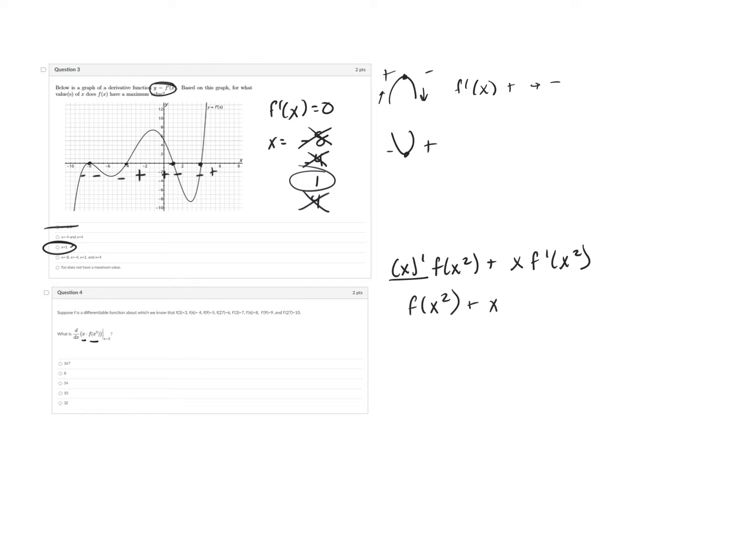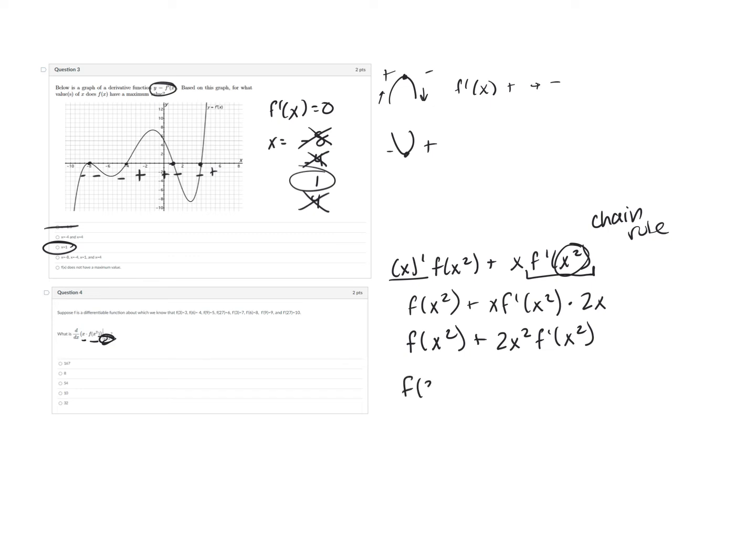Here we have to notice that because we have this x squared as our input, we're going to need to use chain rule. So we'll keep the derivative of f of x squared, but then we need to multiply by the derivative of the inside, which is just going to be 2x. So we're going to be left with f of x squared plus, and I'll bring that 2x to the front, so we'll get 2x times f prime of x squared. We need to remember to use that chain rule because our final answer will actually be very different if we don't. So now that we've taken the derivative in general, let's plug in x equals 3.